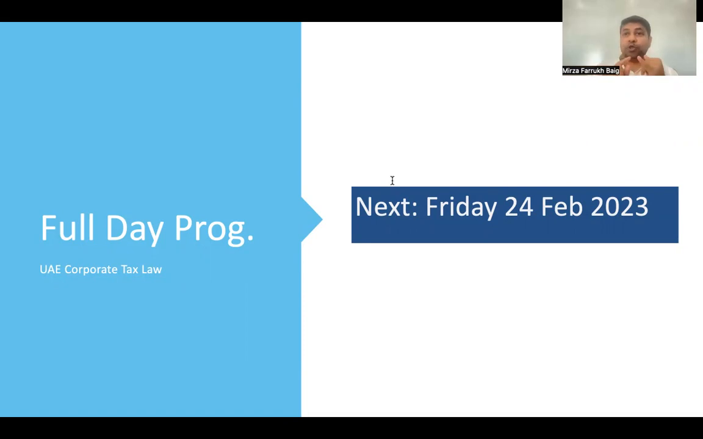But you also have the option to apply to FTA and ask for an approval that we do not want to be treated as an unincorporated partnership. If FTA approves it, you have the option to be taxed as an entity, and the partners would not be taxed in their own capacity. Okay, the next question is, can a free zone entity be a part of a tax group?